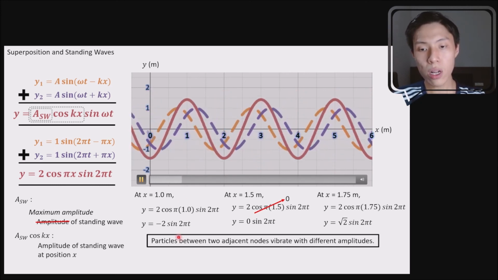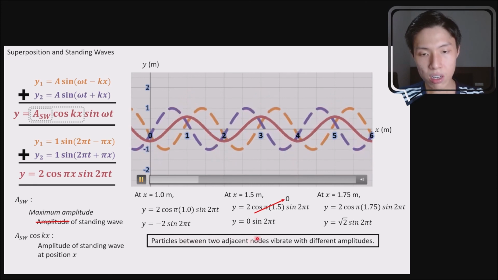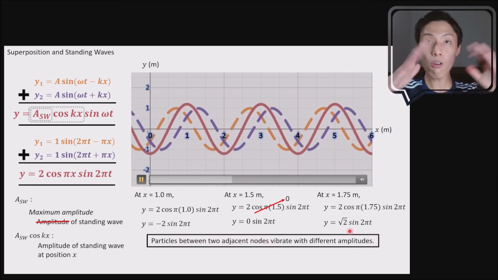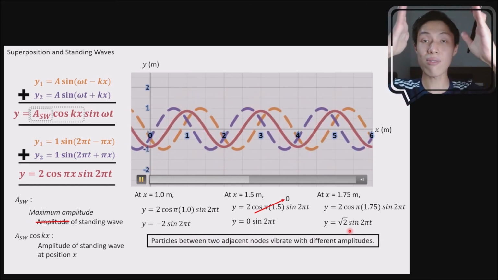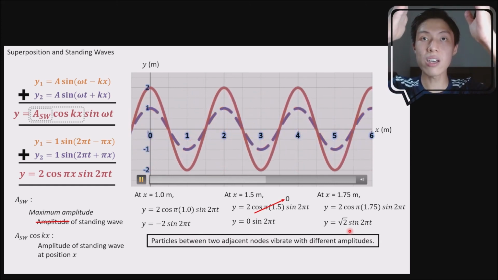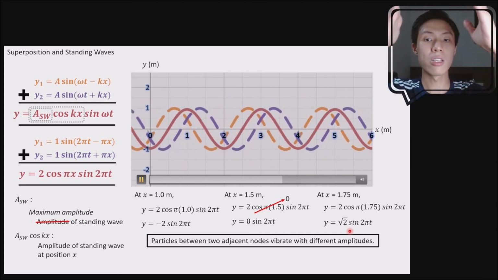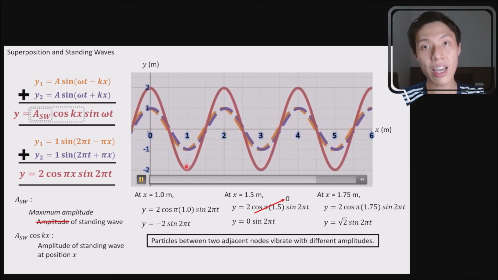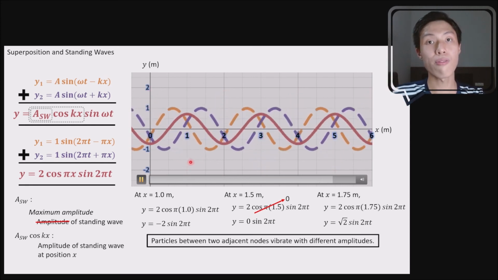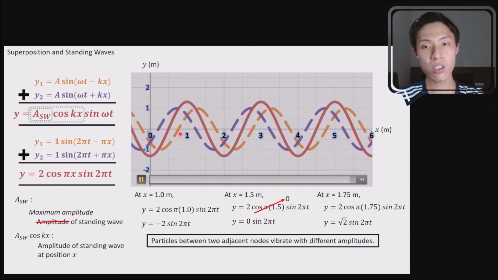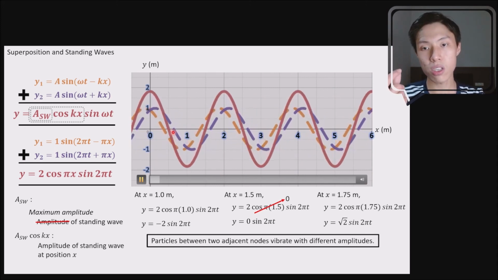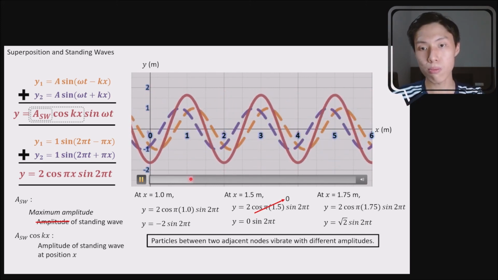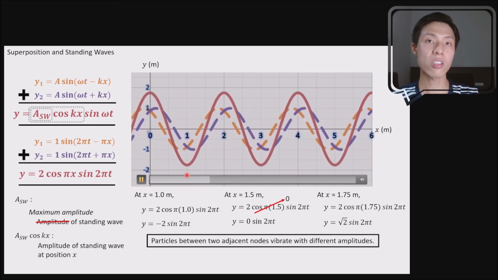So what you need to know is that all the particles in between two adjacent nodes vibrate with different amplitudes. They are all vibrating together. They have the same phase. They reach the peak together, they reach the trough together. But their peak and trough are at different amplitudes. Nearer to the nodes, you should get smaller amplitude. At the center in between the two nodes, you should get maximum amplitude. So that's the characteristics of a standing wave.